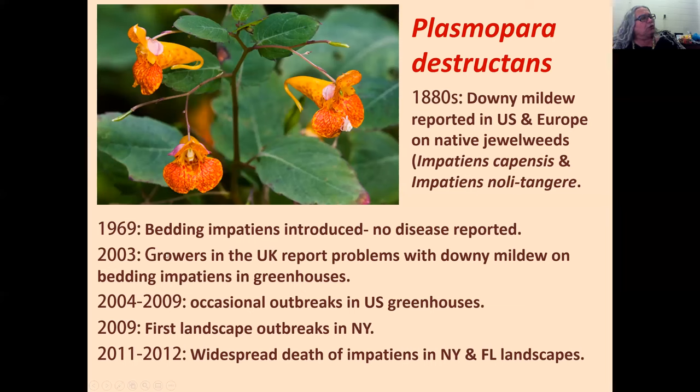In 2003, growers in the UK started to report problems with downy mildew. From 2004 to 2009, there were occasional greenhouse outbreaks in the US, but it was only in 2009 that the first landscape outbreak was reported in New York State. And in 2011 and 2012, there was widespread death of impatiens in New York and Florida.